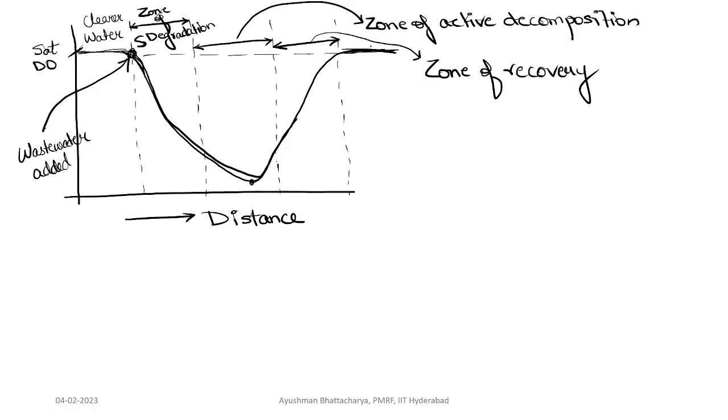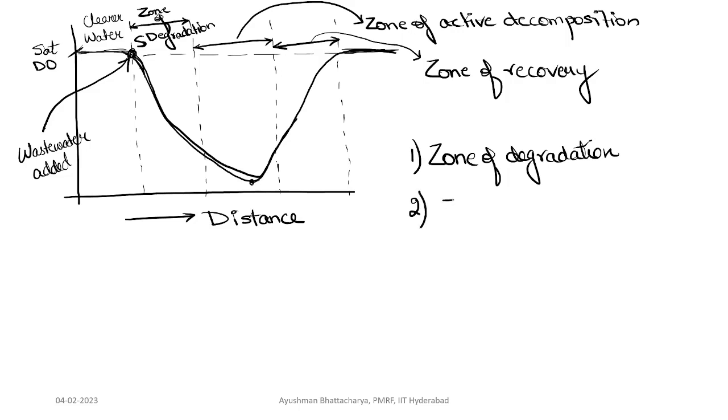So the zones of pollution in a river stream: first is the zone of degradation. Basically this is found up to a certain distance downstream of the point at which the sewage is discharged into the river. Water becomes turbid and dark in this zone, and DO reduces up to 40% of saturation. That is the zone of degradation.